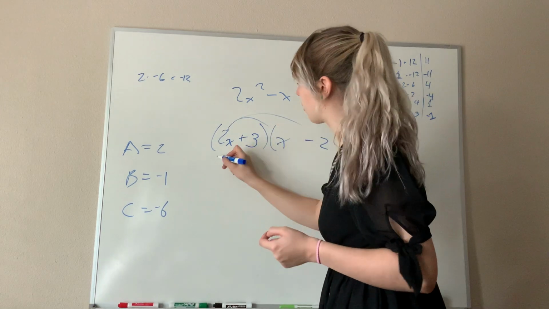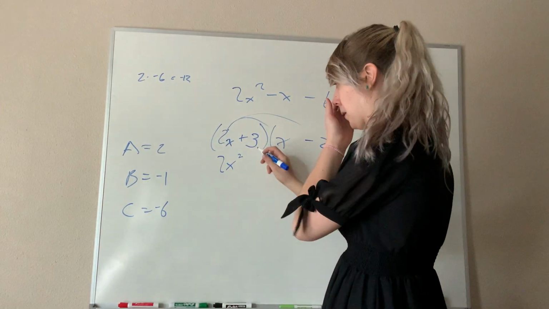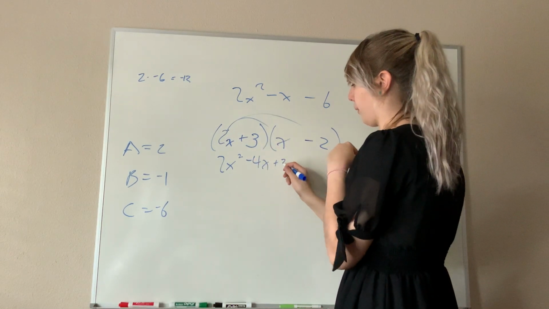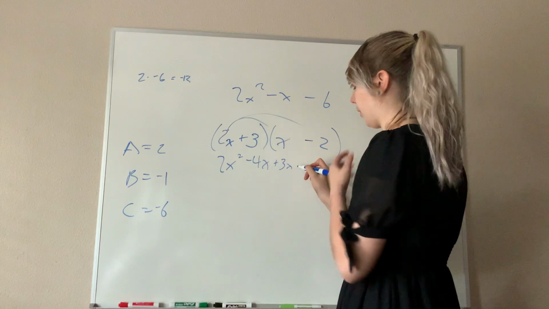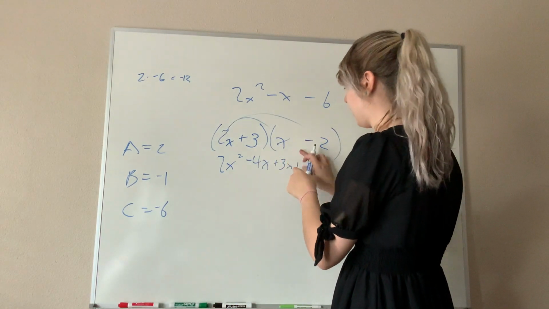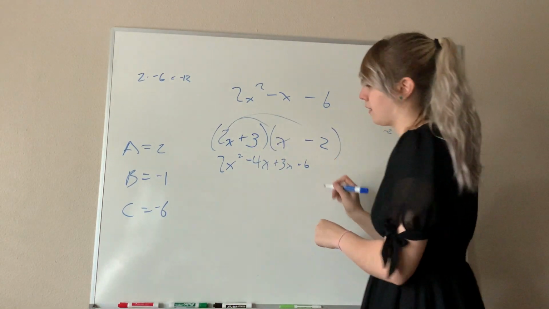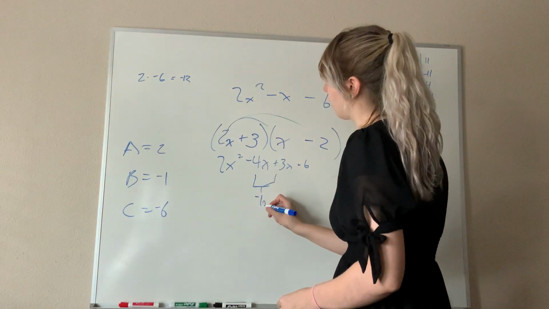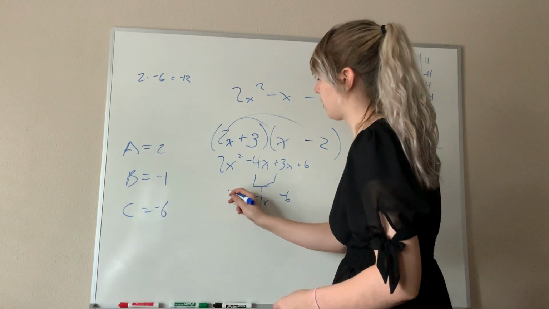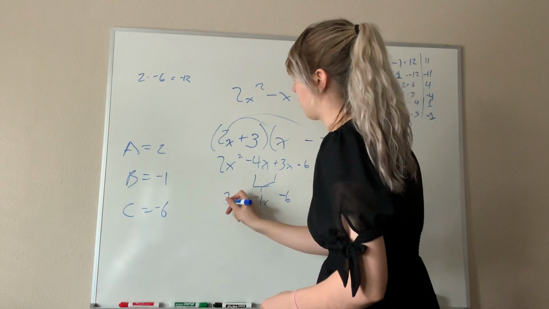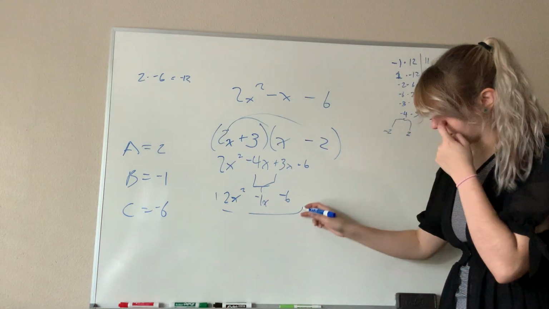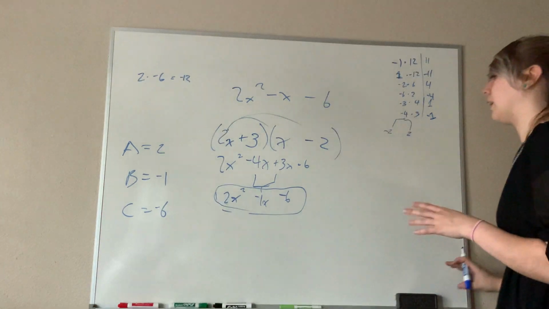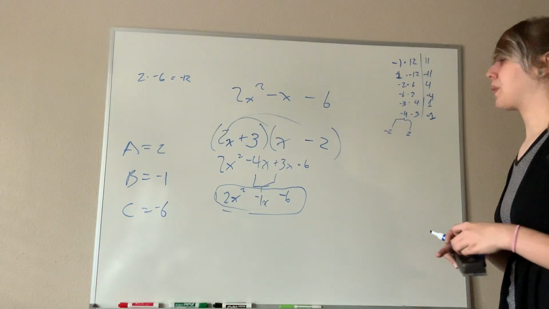When you distribute it out, it's going to be 2x squared minus 4x plus 3x, and then we're going to get our minus 6. We have a 2x squared. -4x plus 3x is -1x, and then we have our minus 6. And that's how we get our answer. I know this one's a little shaky, so ask me any questions that you have on it.